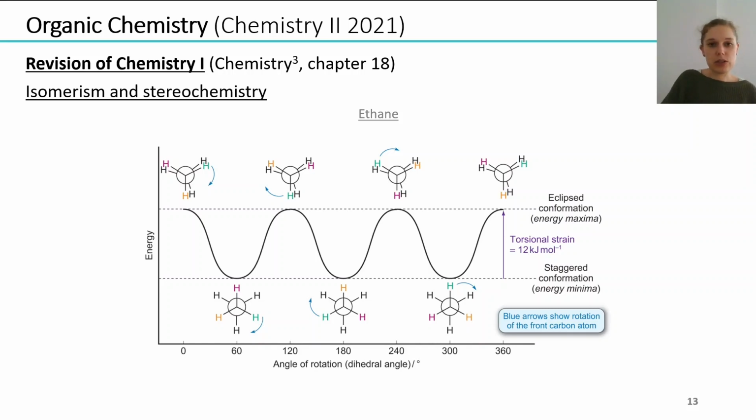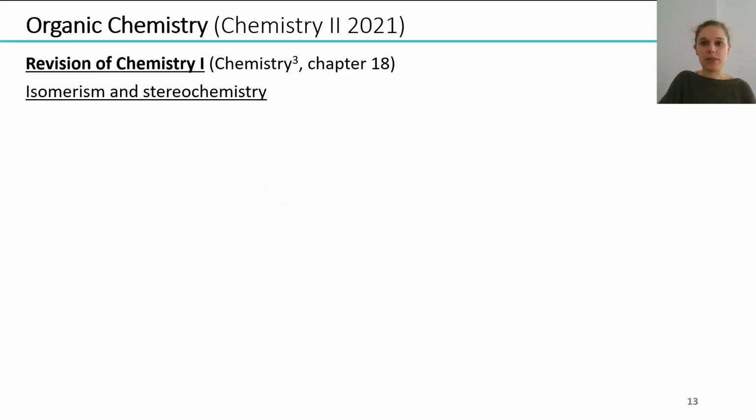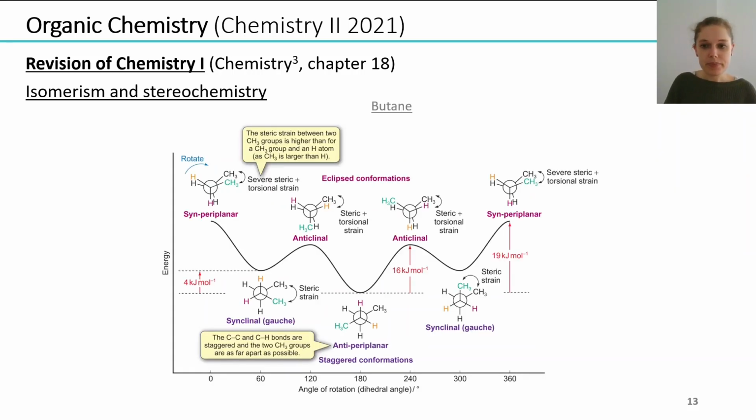And if we now go to a more difficult example, where we do not only have hydrogen atoms, but also other functional groups, we can have a look at butane. And this molecule seems to be more difficult, but the principle is the same as for ethane. So again, we have the different conformations where we can rotate the molecule along the carbon-carbon bond and then see different conformations depending on the dihedral angle.